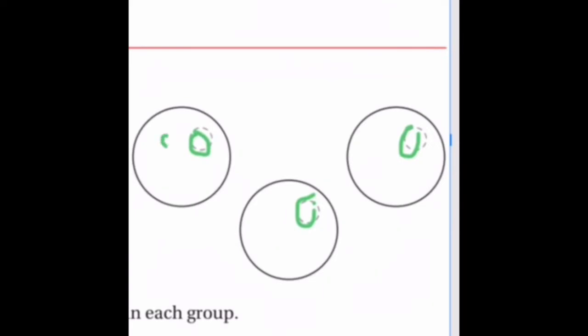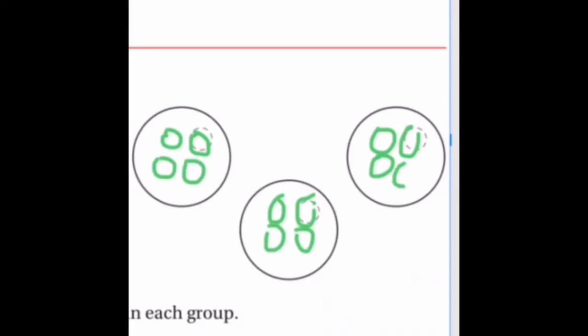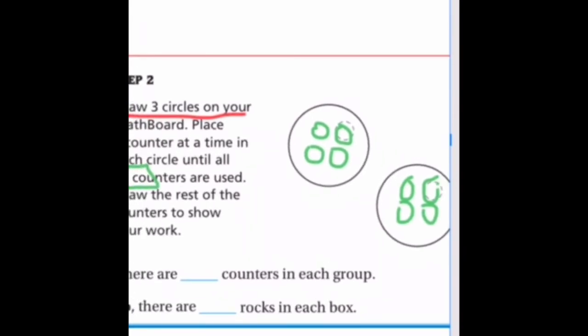So far I have 3, 4, 5, 6, 7, 8, 9, 10, 11, 12. And remember now, we're only drawing one at a time in each circle. We want to keep the same amount in each circle. So I now have drawn a total of 12 little markers inside the circles, big circles. I need to stop because we had 12 rocks. And it says down here there are blank counters in each group. If we look, we have 4 counters in each group, so there are 4 rocks in each group.